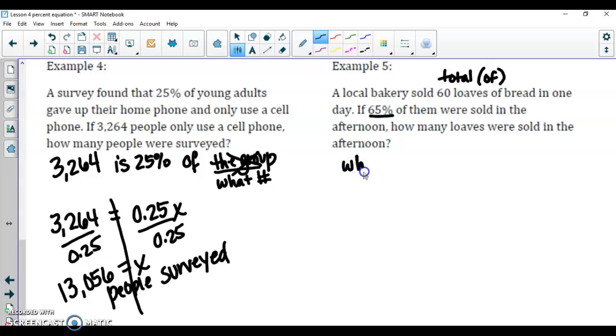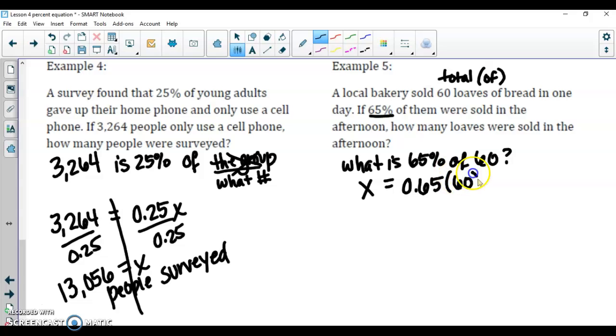So we want to know what is 65% of 60. So x, what is, equals 65% as a decimal times 60. So all I have to do here is multiply those, and I get 39 loaves.